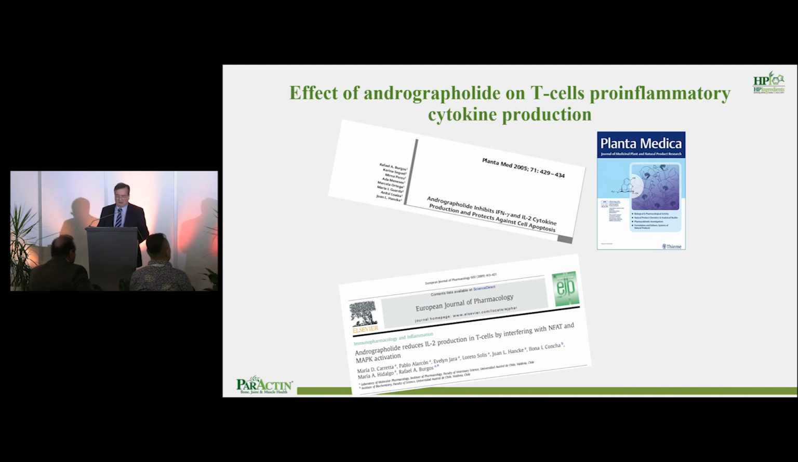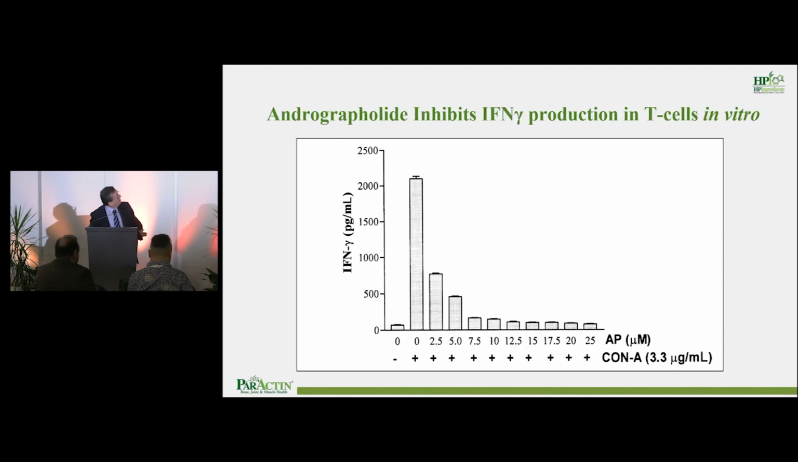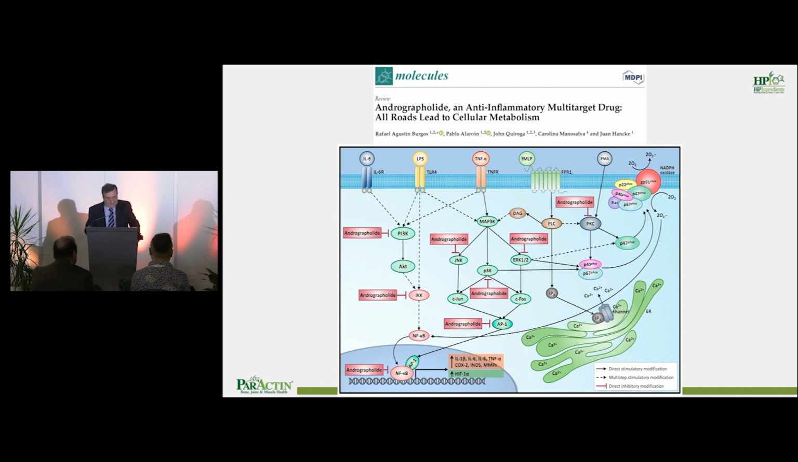However, andrographolide also affects T cells, which play an important role in chronic inflammatory response and autoimmune diseases. We showed that andrographolide reduced cytokine expression in T cells. In this slide, we can see the effect of andrographolide reducing interferon gamma production in T cells induced by concanavalin A. In addition to interfering with NF-kappa B binding, we demonstrated that it reduces MAP kinase pathways and the nuclear factor of activated T cells pathway. Thus, andrographolide is a potent anti-inflammatory with several mechanisms of action.